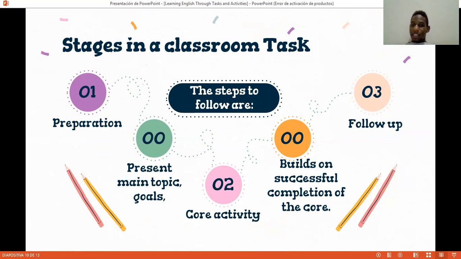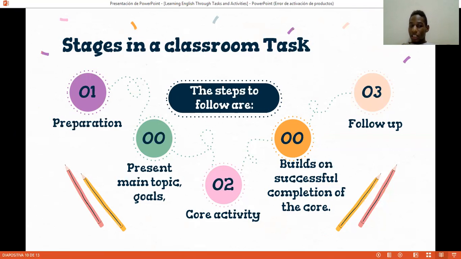Then stages in a classroom task. So look at this part. We have 3 important steps as we were mentioning throughout this presentation. First, we have preparation, then we have core activities, and finally we have follow up.